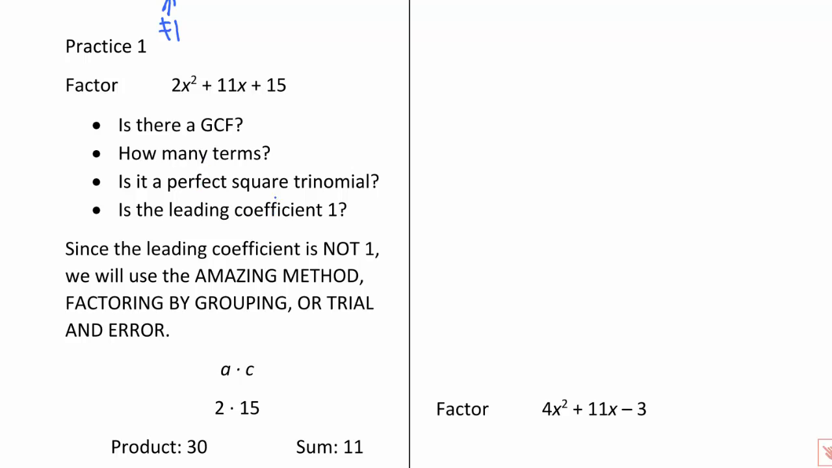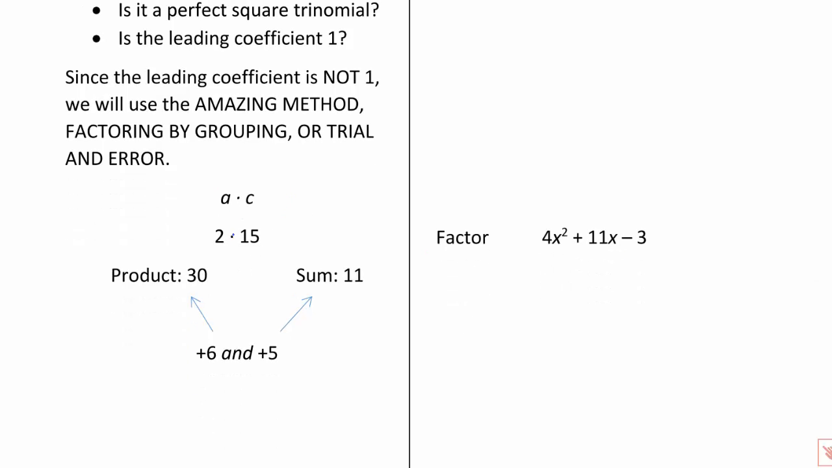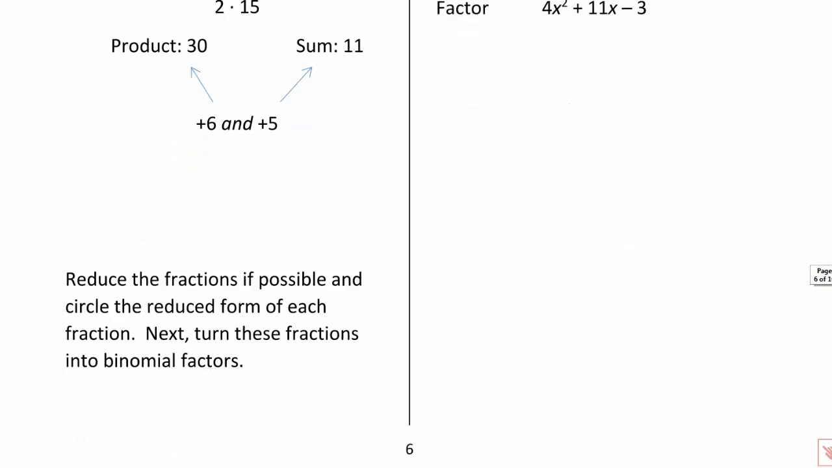Is the leading coefficient 1? No. So that means that we can't solve this in the method that we already know. Since the leading coefficient is not 1, we'll use the amazing method, factor by grouping, or trial and error. Now, trial and error really does work, okay? But notice that 2 times 15, the a times c, is 30. And what multiplies to 30 and adds to be 11? Well, 6 and 5 does, okay?